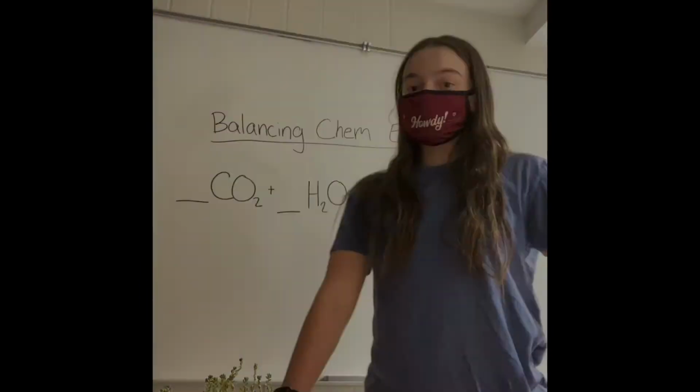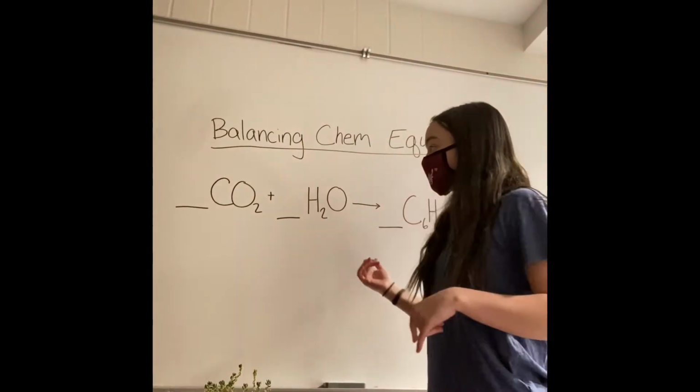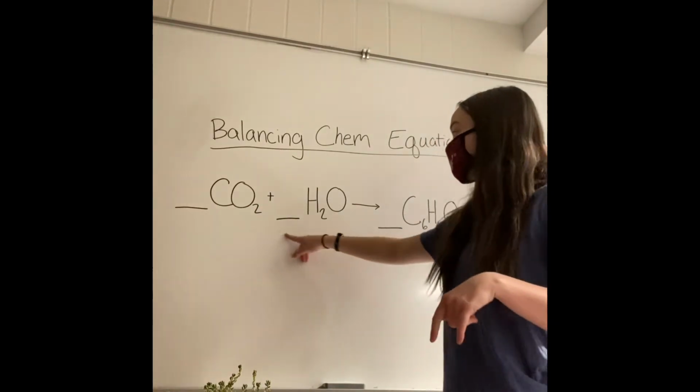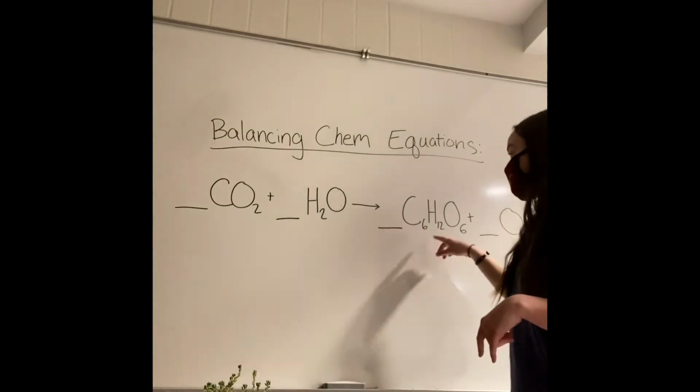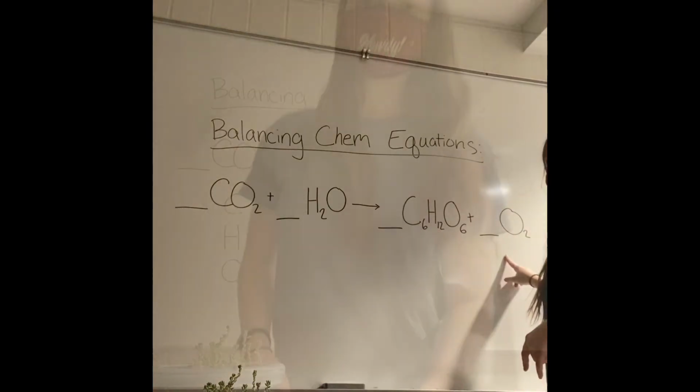Reactions like these can be represented by chemical equations to show the reactants and products of a chemical reaction. So the photosynthesis chemical equation is CO2 plus H2O in the presence of sunlight gives you glucose and oxygen.